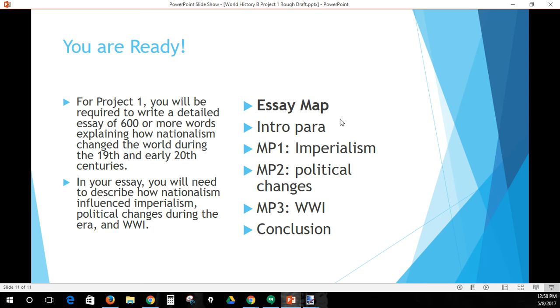So don't forget, you've got your essay map. Don't forget that your first paragraph needs to talk about imperialism. Your second one needs to talk about political changes. Your third one needs to talk about World War I. And throughout your entire essay, what you're really doing is you're trying to show how nationalism led to or caused or influenced all 3 of these things. When you look at the lessons that you've read so far, that's what you've covered: imperialism, political changes in Europe, especially in World War I, and throughout all of it is this idea of nationalism. So with that, you should be ready to go to write this essay.